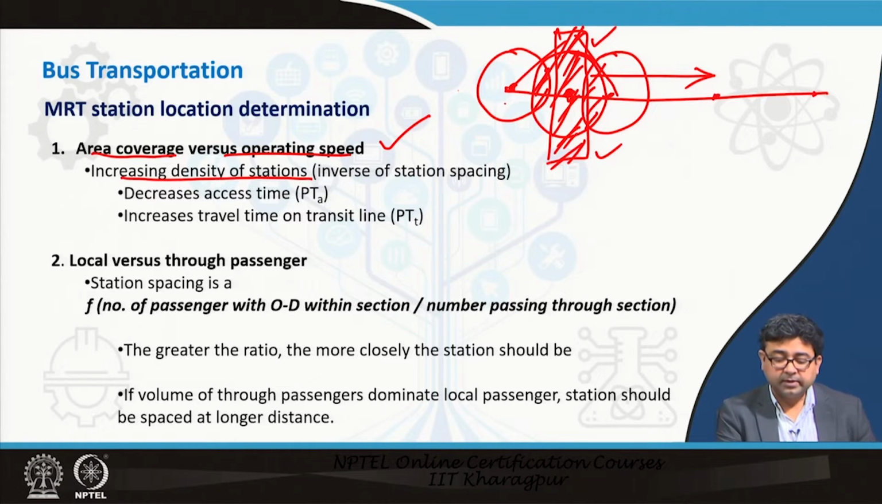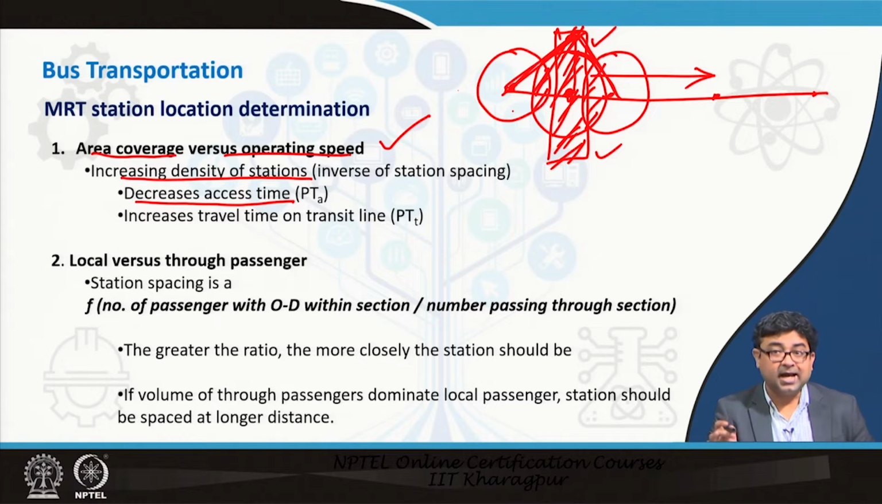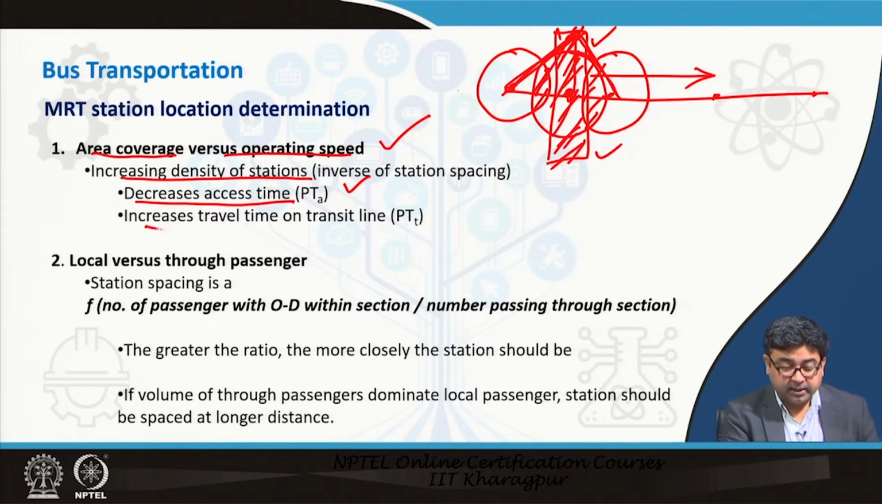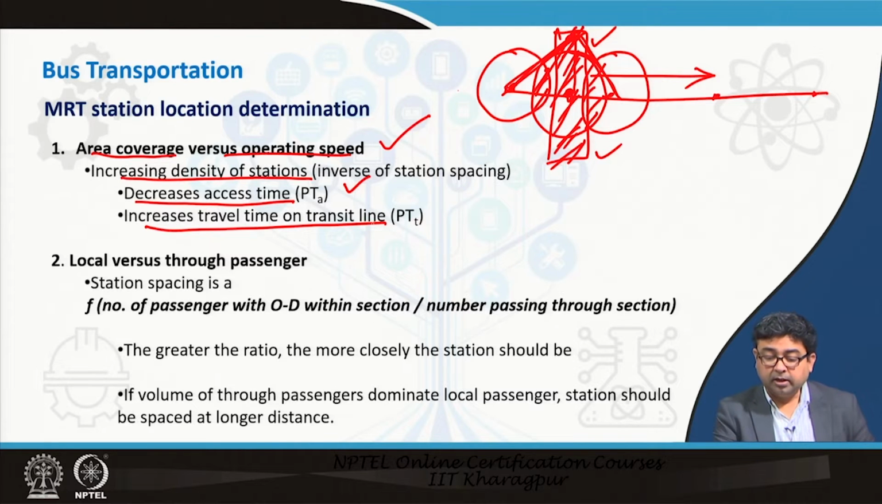But what happens with the increase in coverage? It decreases the access time, which is good. So, now people living here can quickly go here, whereas the access time from those locations to those stations was large. So, it is doing one good, but it increases the travel time on the transit line. Now, what happens is there is suddenly another station here. So, this say a BRTS or a metro line, once it starts from this station, has to again stop here. So, there will be some lost time, deceleration time, again it has to accelerate, again it has to stop here. So, lost time, deceleration time.